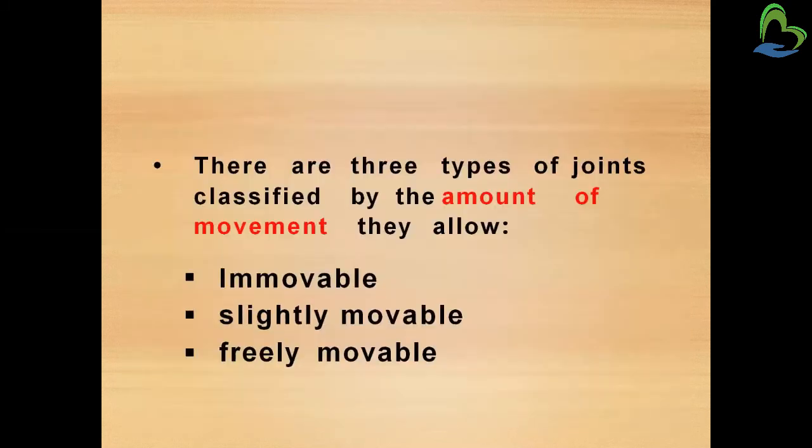Okay, now the amount of movement. By the amount of movement, joints are classified into these three types: immovable, slightly movable, and freely movable. Immovable means joints which are not able to move. Slightly movable means joints which do move, but not that much, in the medium range. And freely movable means joints which move freely.